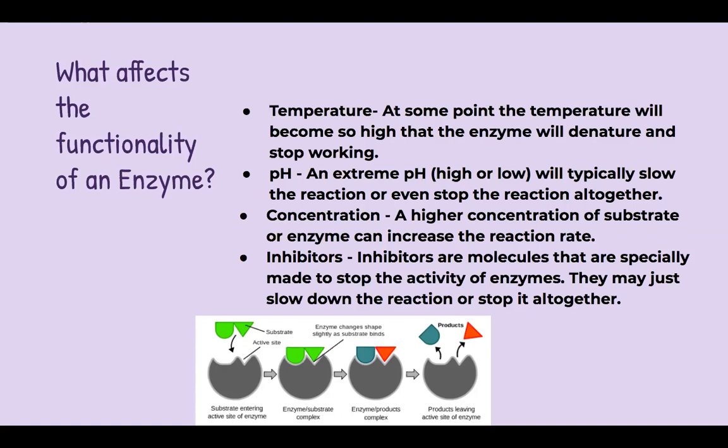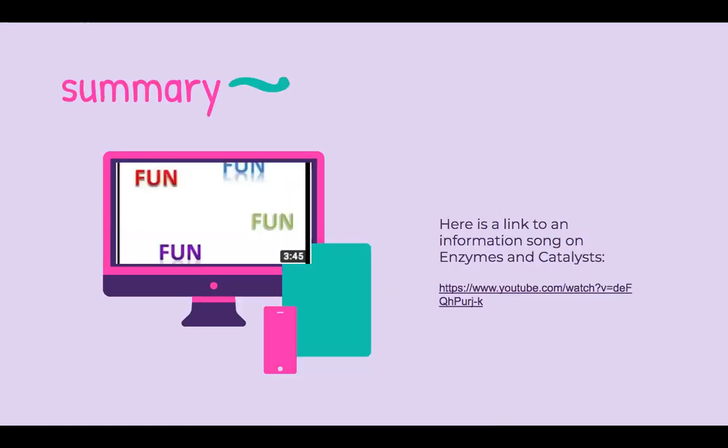Extreme pH, higher or lower, will typically slow the reaction or stop the reaction altogether. Concentration, of course: a higher concentration of substrate or enzyme can increase the reaction rate. And then inhibitors. Inhibitors are molecules that are especially made to stop the activity of enzymes. That's important to note.